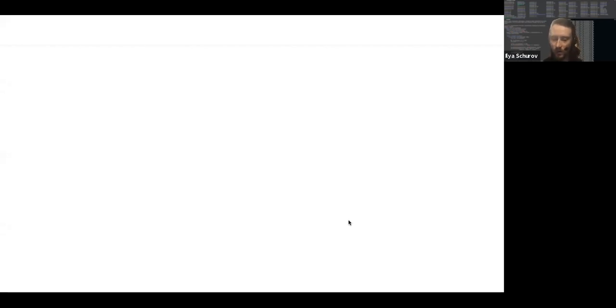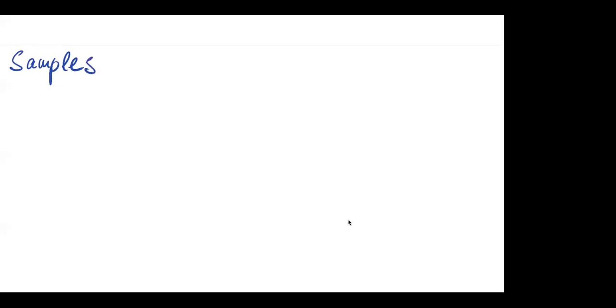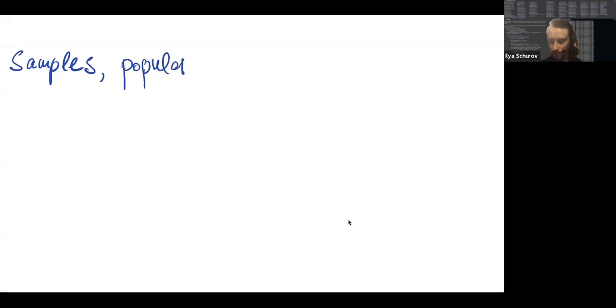Okay, so I want to discuss a very important topic, in a sense, the main statistical model that we will use. So: samples, populations, and estimates.